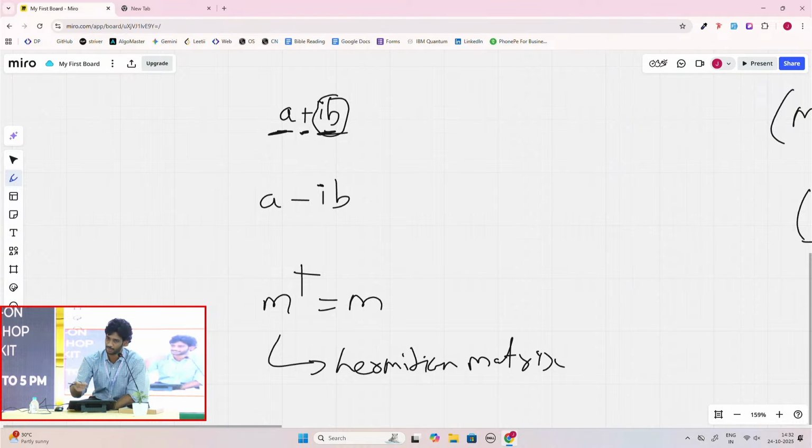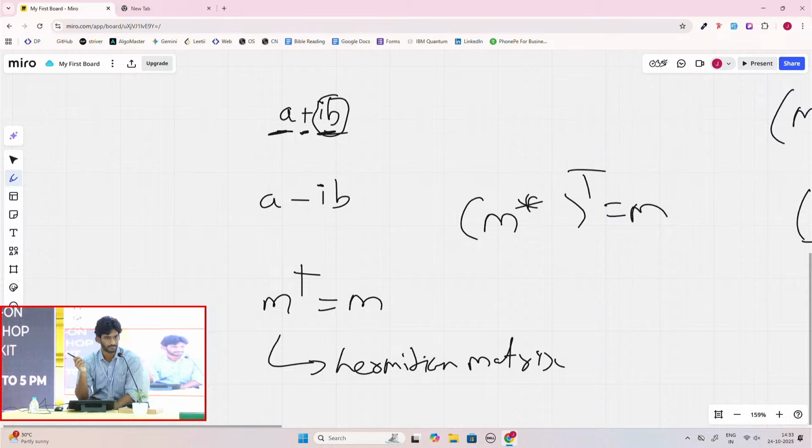Hermitian matrix, Hermitian operator, Hermitian operation, whatever you name it, not a problem. But this is the entire deal. If the dagger value gives rise to the same value, then I will call it a Hermitian operator. I can say a matrix M is Hermitian if M dagger gives rise to M itself. That is, if I do the complex conjugate and the transpose, I get the same value as the answer. That is the simple deal behind your Hermitian operator or Hermitian matrix.